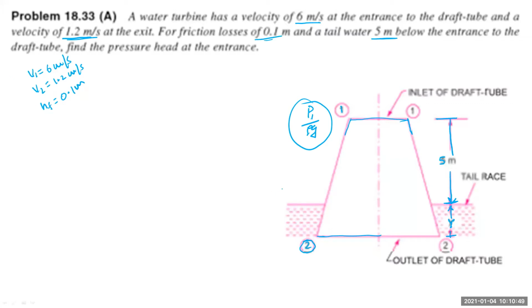Okay, we will consider this as your datum line. If this is datum, it means Z2 will become 0. If this is your Z1, this will be Z2. So Z2 will be equal to 0 since we have considered this as your datum line.